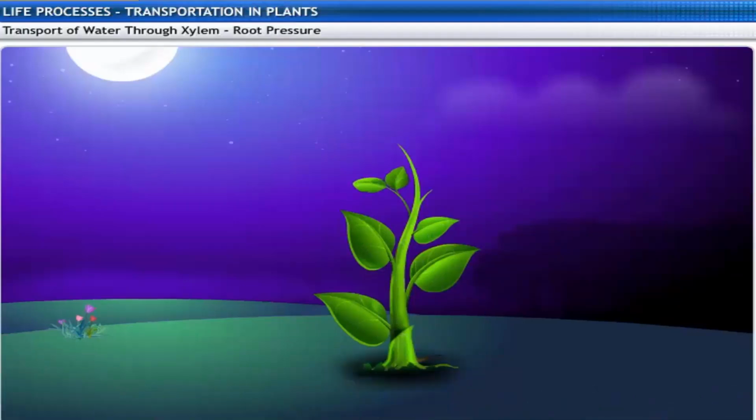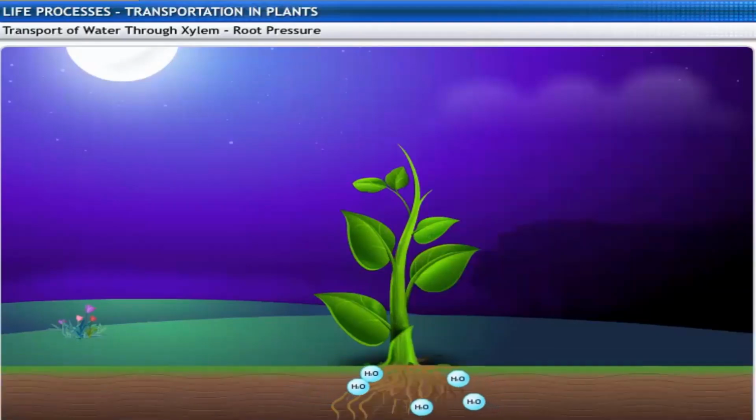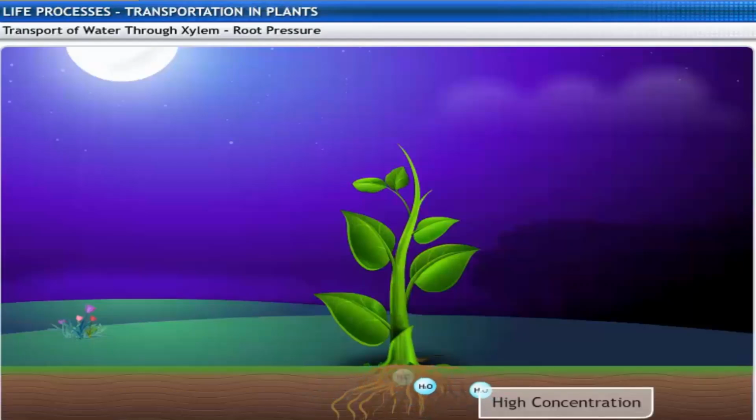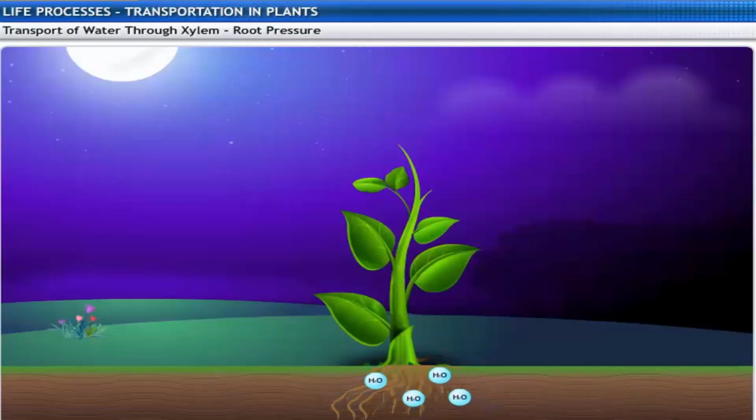Let's see what root pressure is. The osmotic pressure within the cells of a root system causes the water to move from higher concentration soil to lower concentration root cell. This pressure allows water to move from the roots into the leaves.